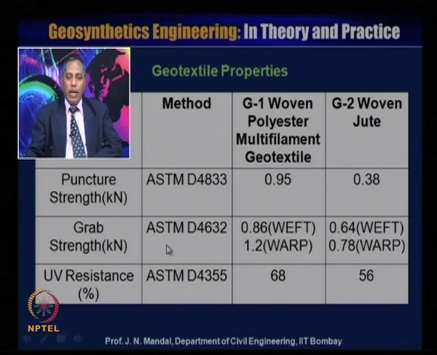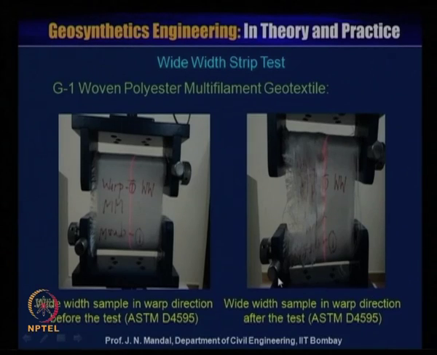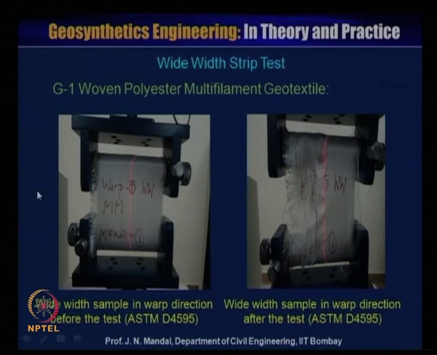Grab strength as per ASTM D4632 in the weft direction for polyester geotextile is 0.86 kilonewton and warp direction 1.2 kilonewton. For jute geotextile, weft direction 0.64 kilonewton and warp 0.78 kilonewton. And UV resistance percentage as per ASTM D4355 is 68% for the woven polyester and 56% for the woven jute geotextile.